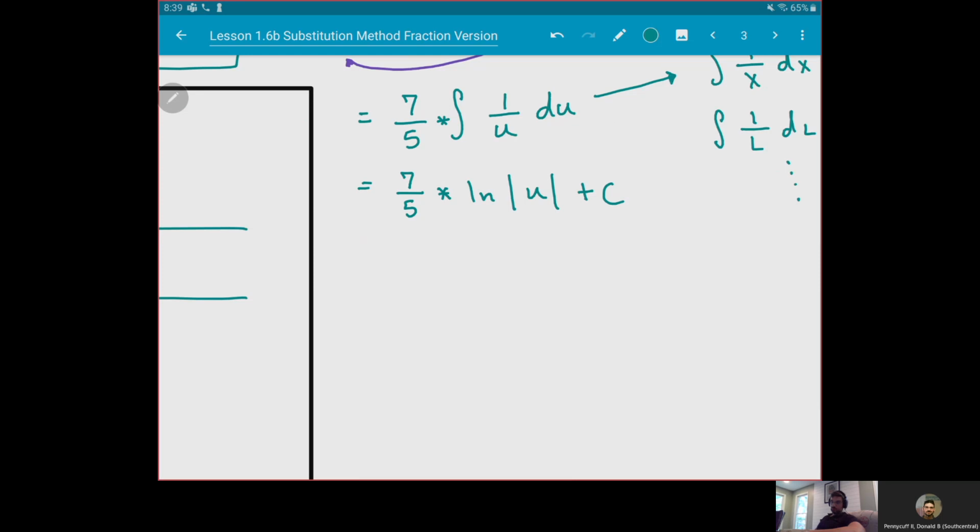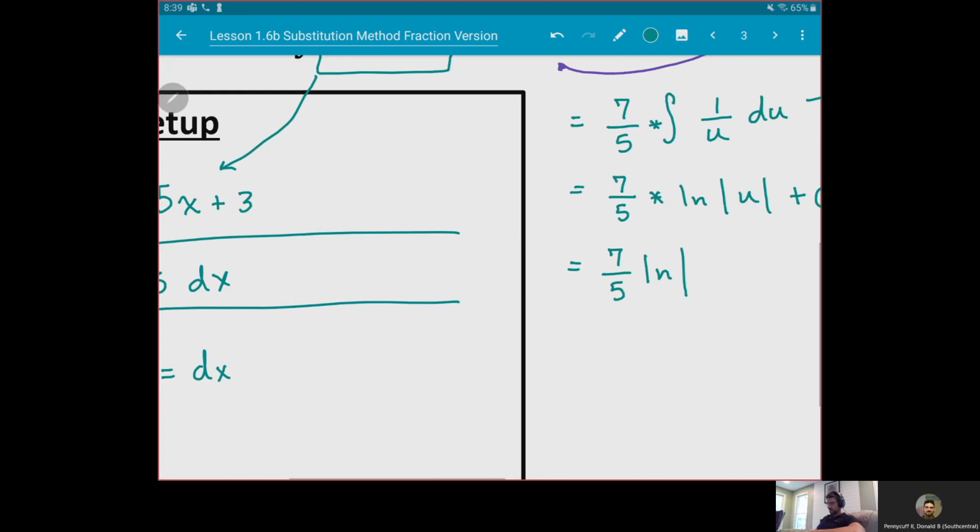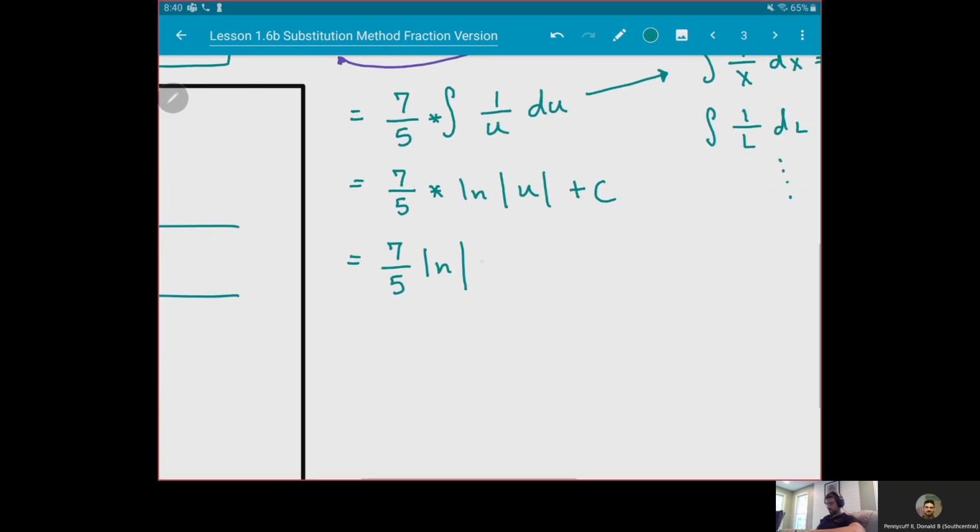That is a very important rule because 1 over a letter happens a lot, a whole lot. So now that's just going to be 7/5 ln of 5x plus 3 plus C. And I'm completely gone.